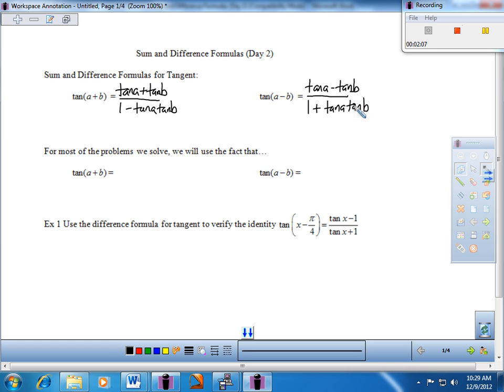Now we utilize this a little bit, but I will make one deal with you kind of heading forward here. The 4 formulas from yesterday, you just have to know or learn or memorize, whatever word you want to go ahead and put with it. But tangent ones I will let go in terms of the memorization, because as it says on your paper, for most of the problems we solve, we're going to use this fact right here.